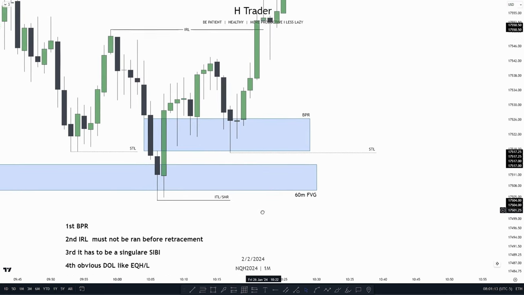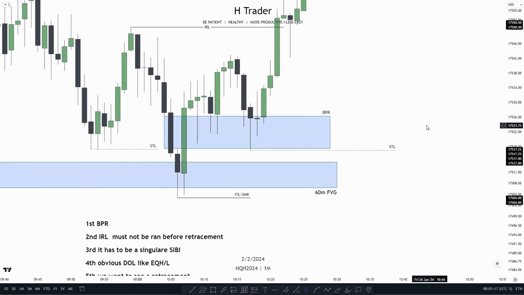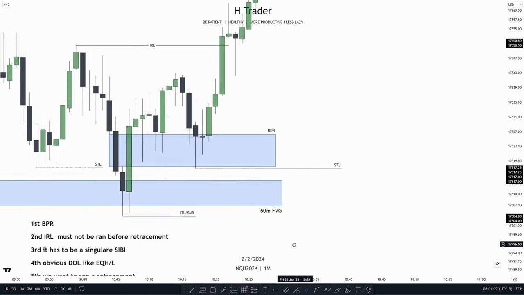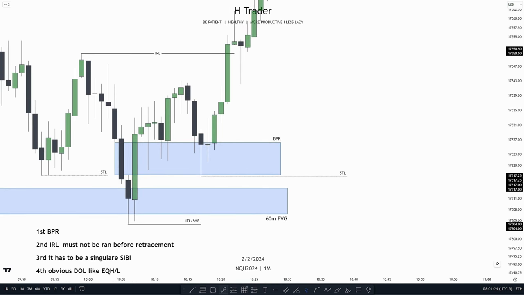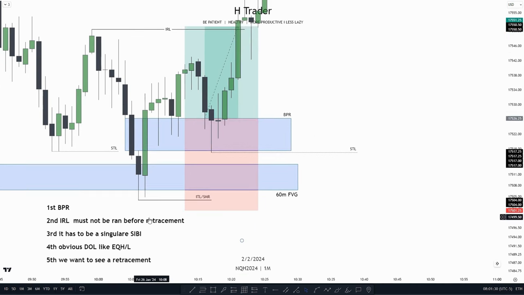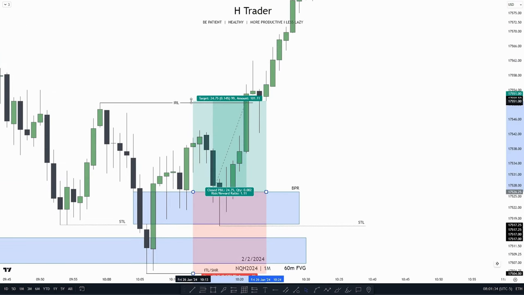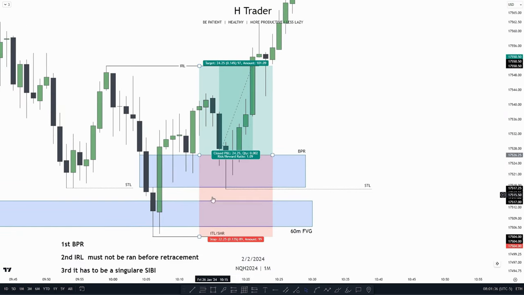So then we see price makes the retracement. And we could also consider this the short-term low. So the second short-term low and the intermediate-term low, classic formation. So now, if we were to take a trade entry, we could enter right when price comes down and touches the balanced price range, right there. Put our stop loss at the intermediate-term low. And then, of course, target the internal range liquidity. But this only makes a 1.09 risk-reward ratio.